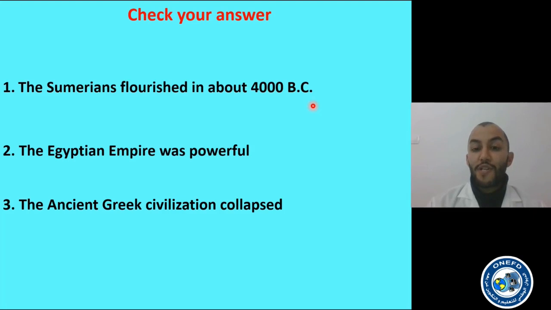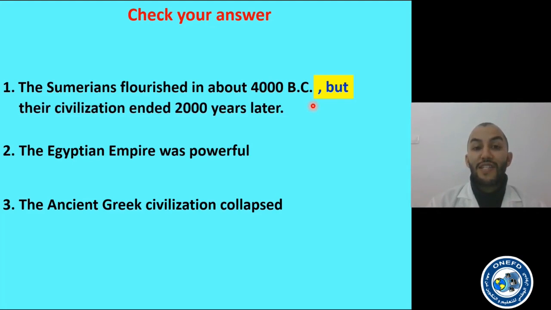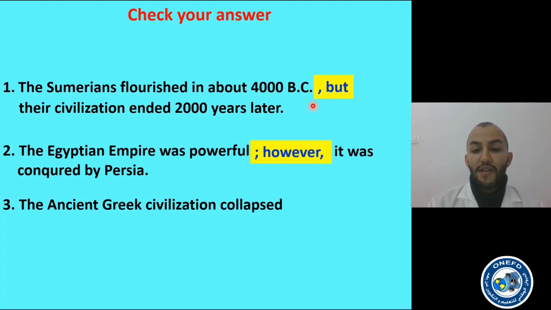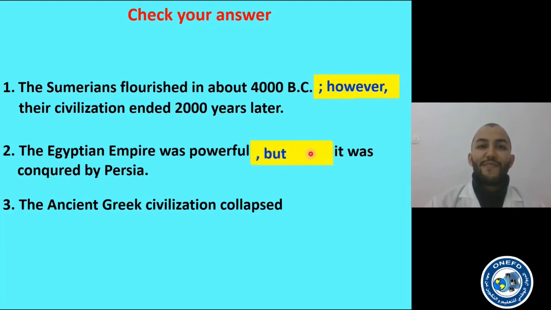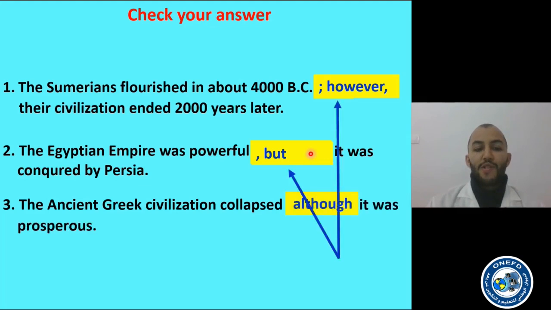For the first one, the Sumerians flourished in about 4000 BC, but their civilization ended 2000 years later. Number 2, the Egyptian empire was powerful. However, it was conquered by Persia. Now look here, you have here but and here however. So you need to know that these can be used interchangeably. Instead of however, you can use but, and instead of but, you can use however, because we can use them in a very interchangeable manner. All right, the last one. The ancient Greek civilization collapsed, although it was prosperous.